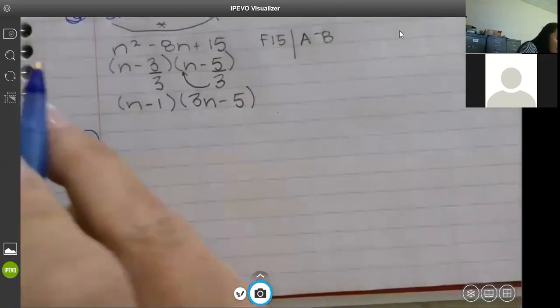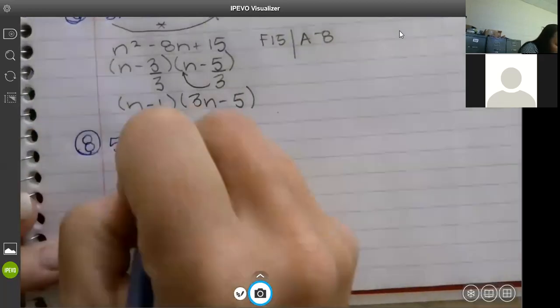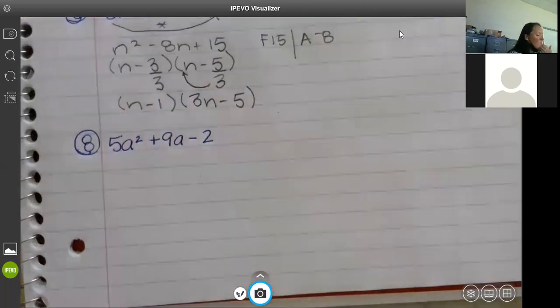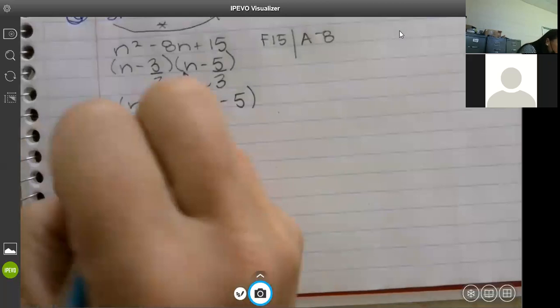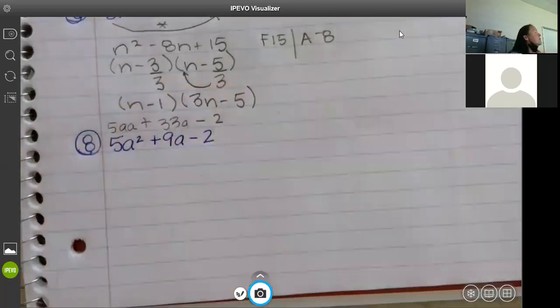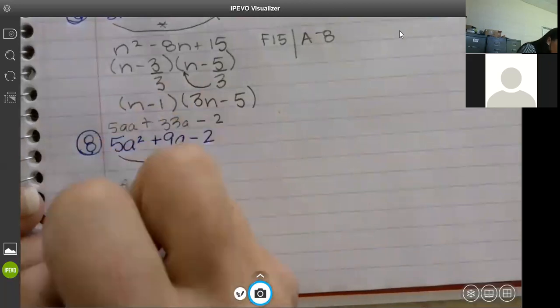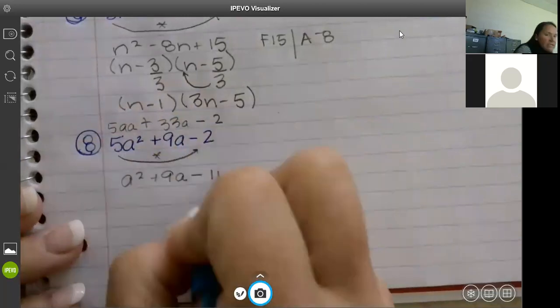Number 8 is 5a squared plus 9a minus 2. If we break it down, we have 5 and 2 A's, a 3, 3, and an A, and a 2. So you can see that there's no GCF. So we just go straight to slide and divide. So we slide the 5 over. We get A squared plus 9A, 5 times negative 2 is negative 10.